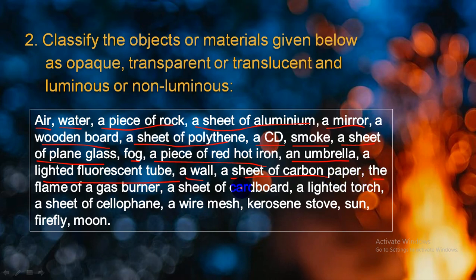A flame of a gas burner. Whenever in a dark room you switch on the gas burner with the help of a lighter, you can see the flame of the gas burner. Hence, it is considered a luminous object, and it is also considered a translucent material. Moving to the next, a sheet of cardboard. Easy to understand, that is opaque and non-luminous. A lighted torch should be luminous and opaque.